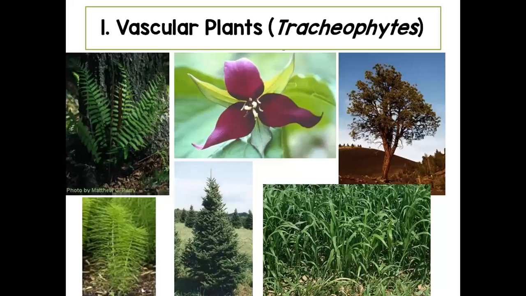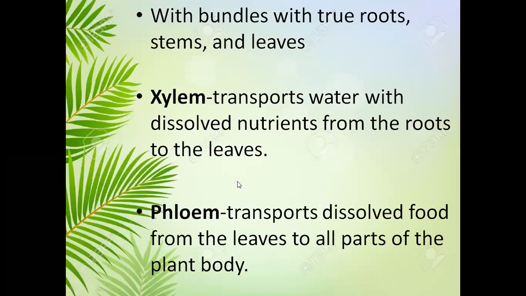So this time, let's talk about the first type of plant. We have the vascular plant, or the scientific name is Tracheophytes. Look at the image. Vascular plants make up a group of plants called Tracheophytes. These are the plants with vascular bundles with true roots, stems, and leaves. And vascular bundles, remember this one, grade 5, are made up of two tissues. These are the xylem and the phloem.